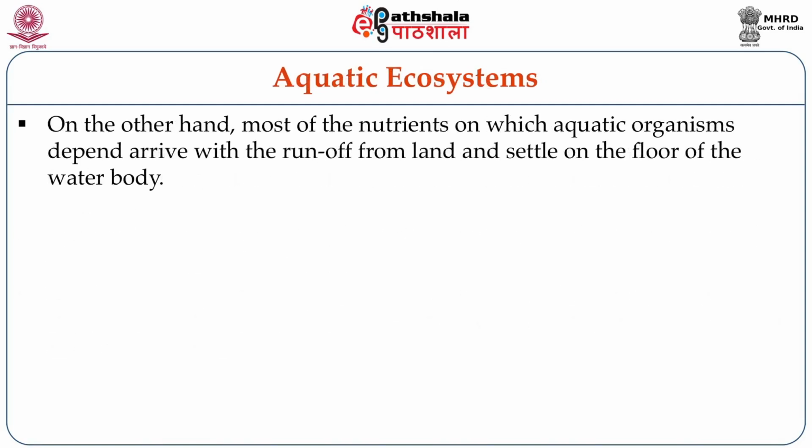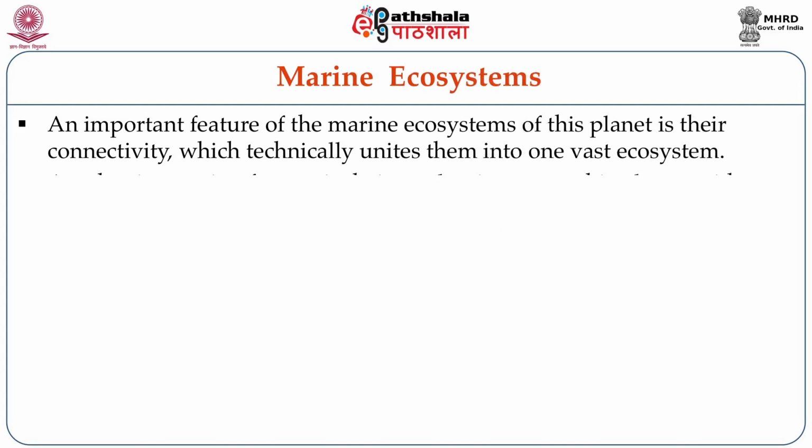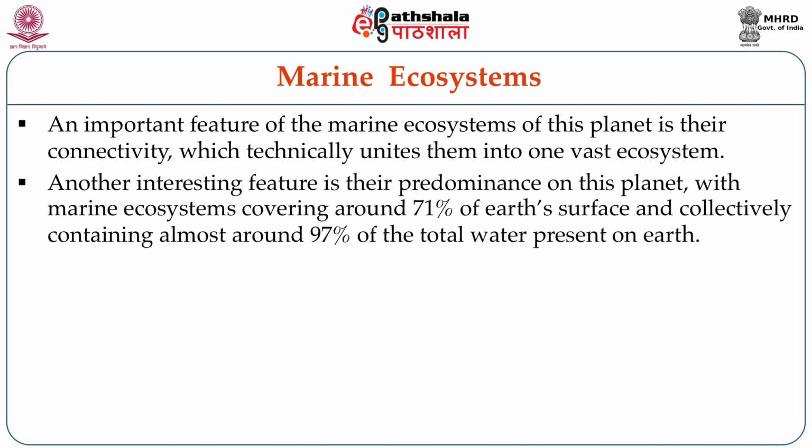On the other hand, most of the nutrients on which aquatic organisms depend arrive with the runoff from land and settle on the floor of the water body. So the farther one goes from land, either horizontally or vertically, into an ecosystem, nutrients become the most important limiting factor. An important feature of the marine ecosystems of this planet is their connectivity, which technically unites them into one vast ecosystem. Another interesting feature is their predominance on this planet, with marine ecosystems covering around 71% of Earth's surface and collectively containing almost 97% of the total water present on Earth.